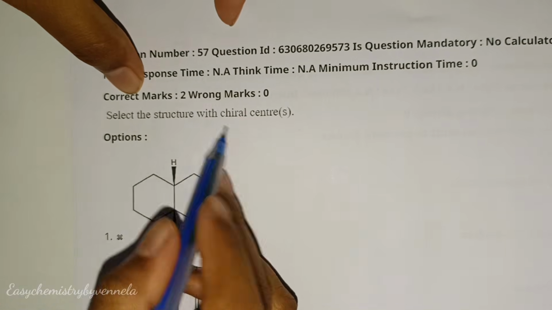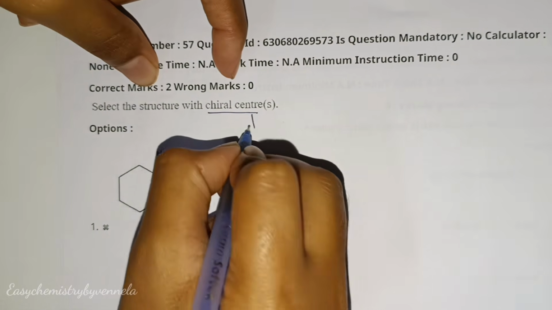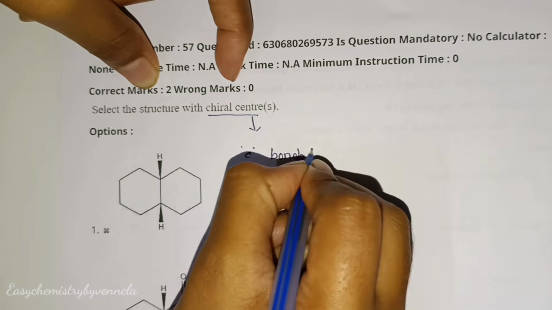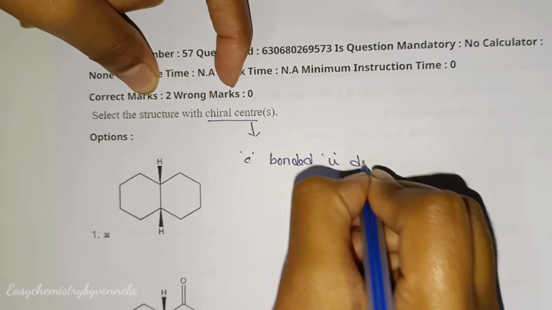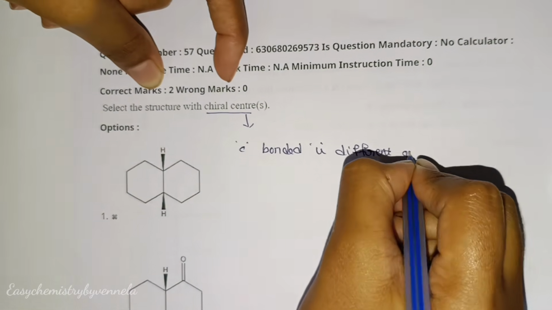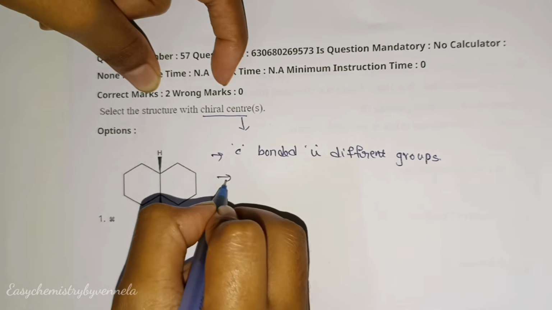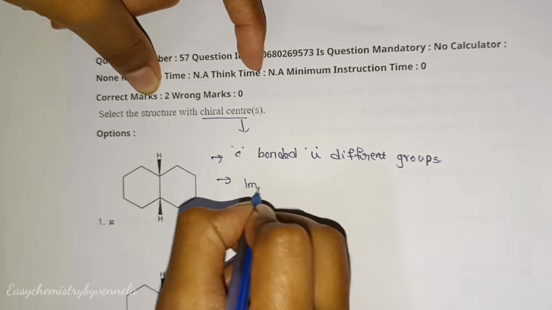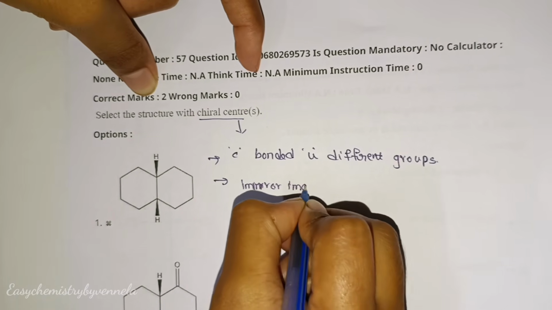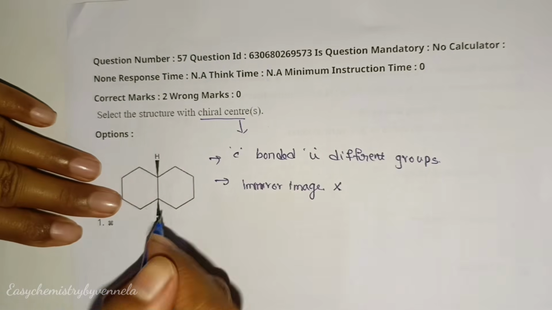Next question. Select the structure with chiral center. Whenever you see the chiral center, you have to remember this point: carbon bonded to 4 different groups, and also mirror image not present. See, check the options now.